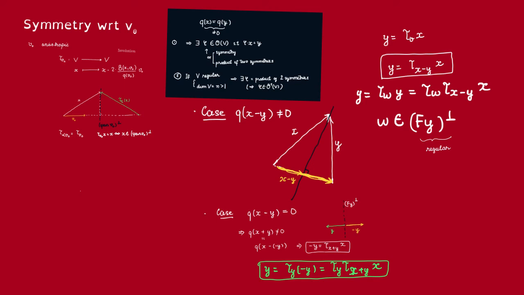This does allow us to obtain y from x using two symmetries. Thus, we have proved that if x and y have the same norm, then we can get from x to y using at most two symmetries, and exactly two symmetries if v is regular of dimension greater than 1.